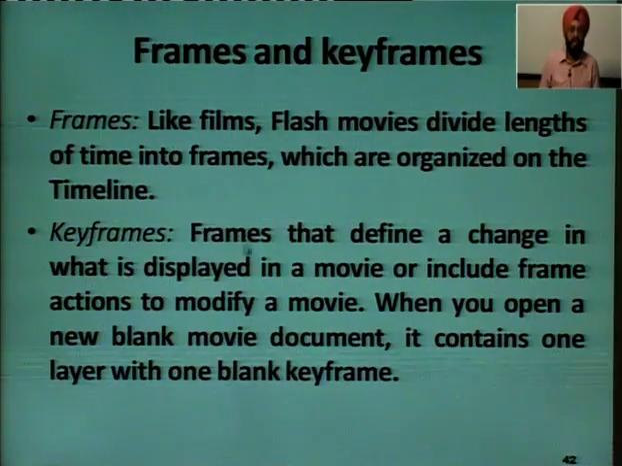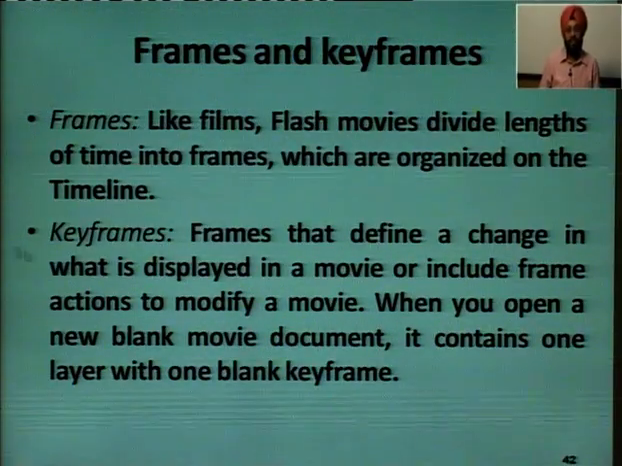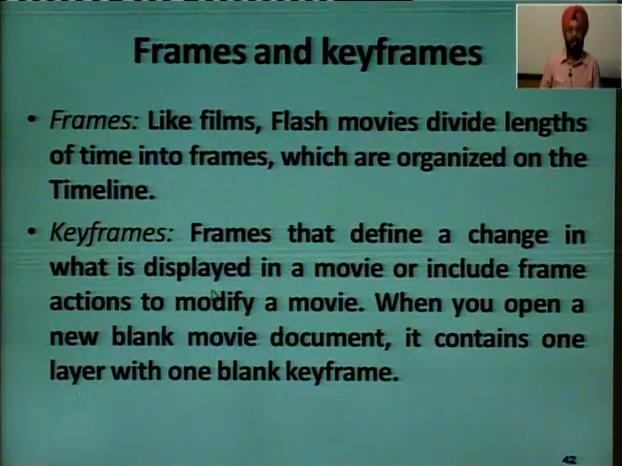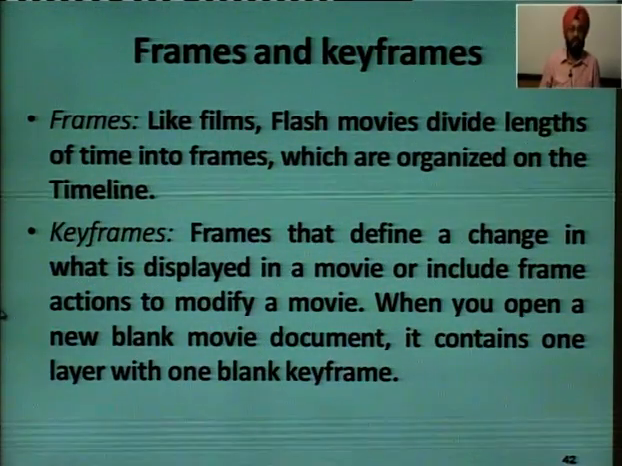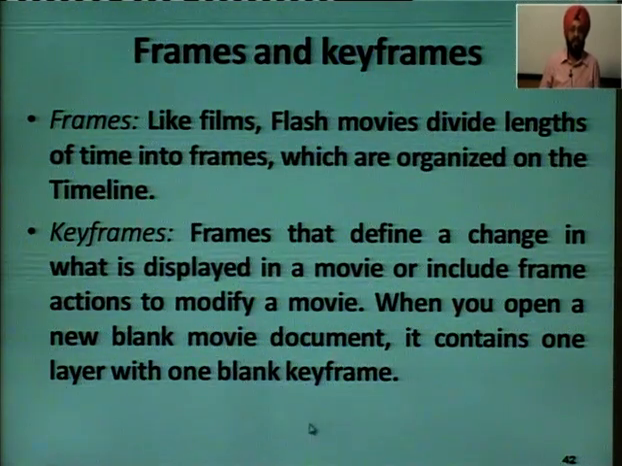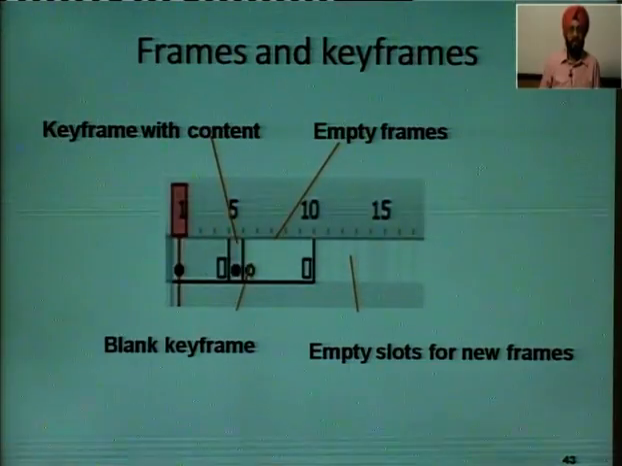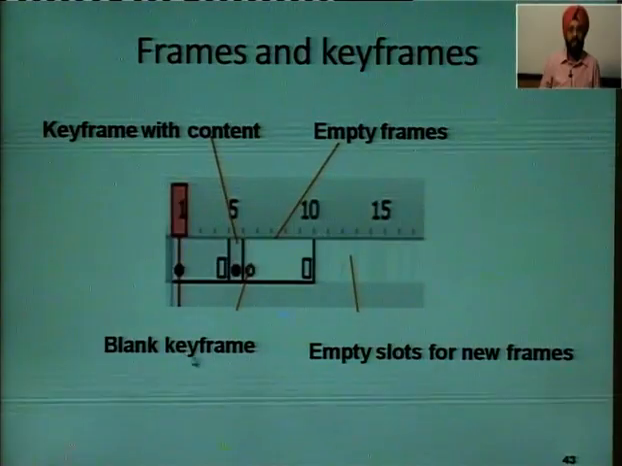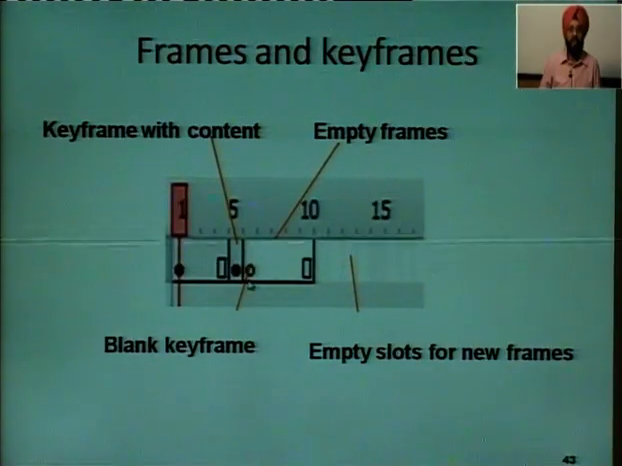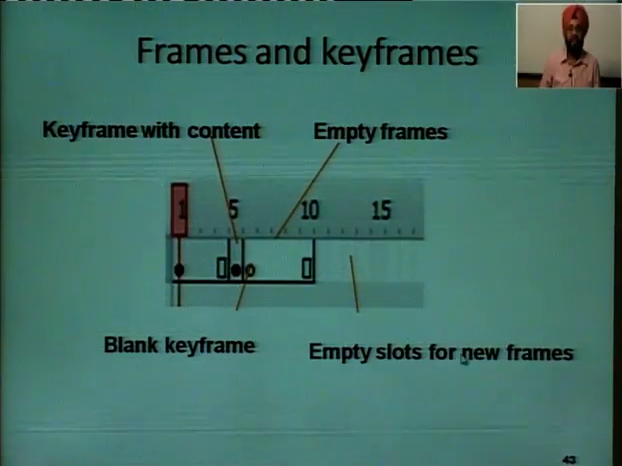So in frames, there are keyframes that define a change in what is displayed in a movie or include frame actions to modify a movie. When we use keyframes, then the other details within the frame are indicated, how this frame differs from the previous frame also. Keyframe with content is indicated like this, empty frames indicated like this, blank keyframes are indicated like this, and these are empty slots for new frames.